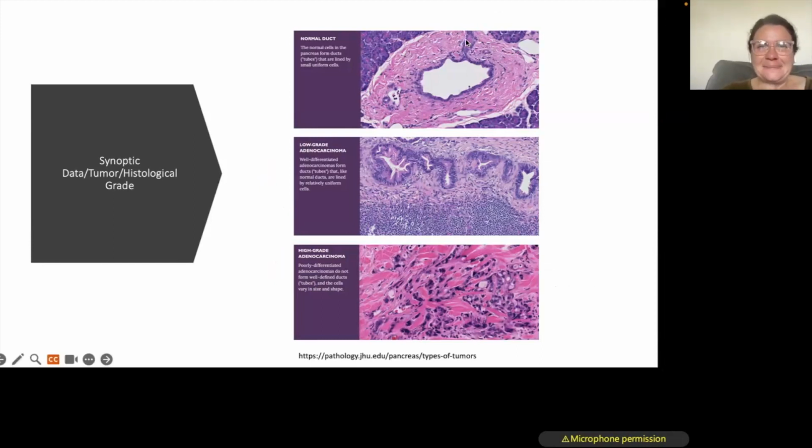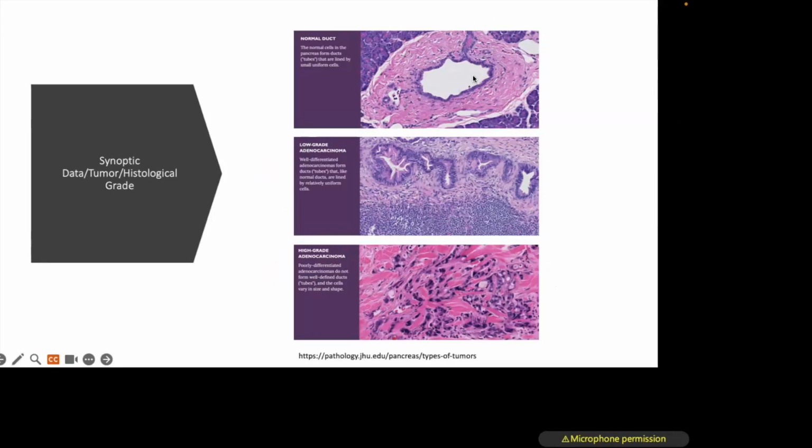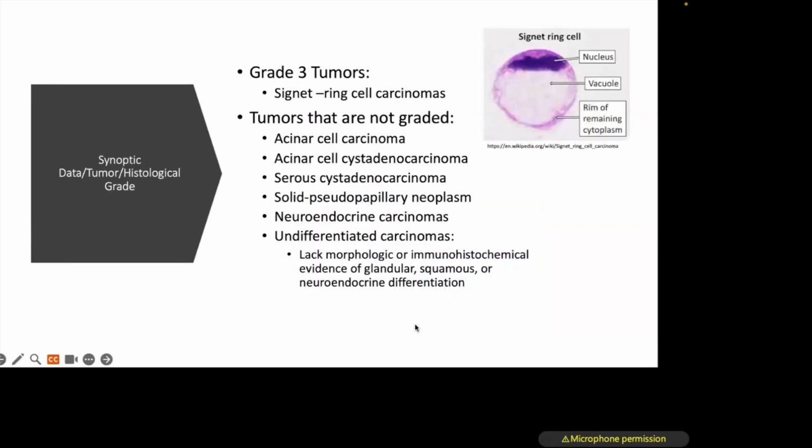So again, this is a representation of what a normal duct looks like. And then this is low-grade adenocarcinoma. So remember, it looks kind of like what we see here. And then this is high-grade carcinoma, or a G3, poorly differentiated, and it doesn't really look like anything. So this is an example of a G3 tumor, so a signet ring cell carcinoma. It's called that because it looks like a signet ring. The nucleus is kind of like the gem, and then this is the ring part, which is filled with mucin, and there's a remaining rim of cytoplasm.